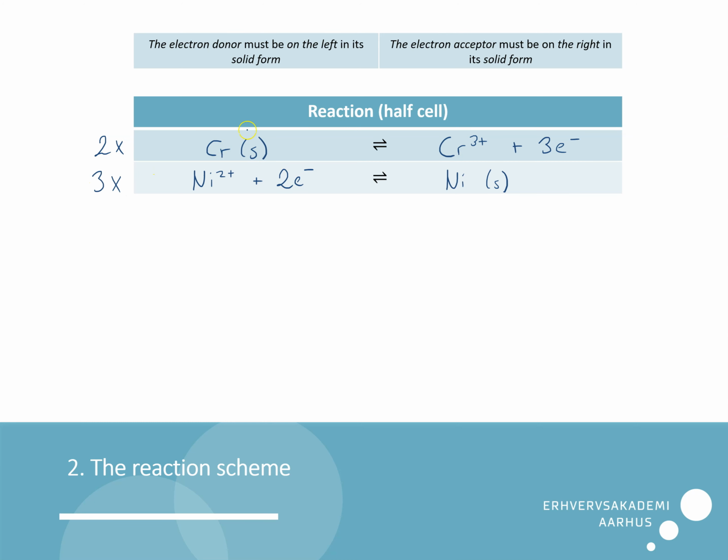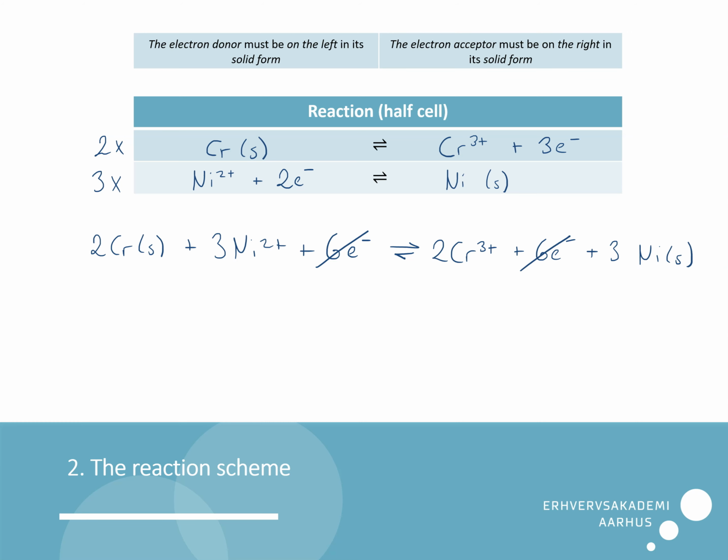Now we can add together the two schemes. So we have all reactants on one side. We have 2 solid chromium plus 3 nickel ions plus 6 electrons. We do the same thing on the right-hand side, where we have 2 chromium ions plus 6 electrons plus 3 solid nickel. The 6 electrons appear on both sides of the reaction arrow, so they cancel each other out.